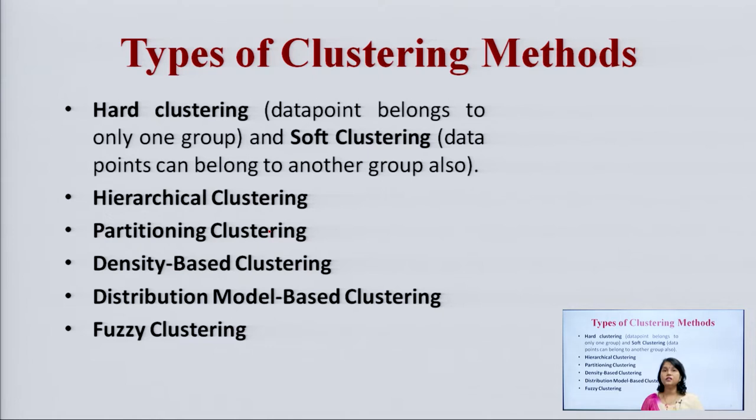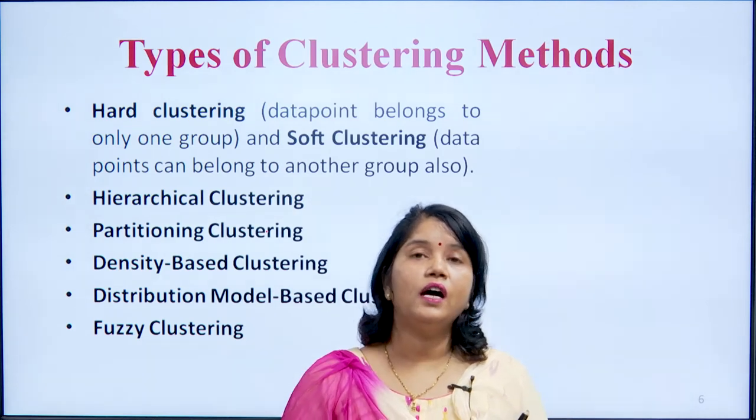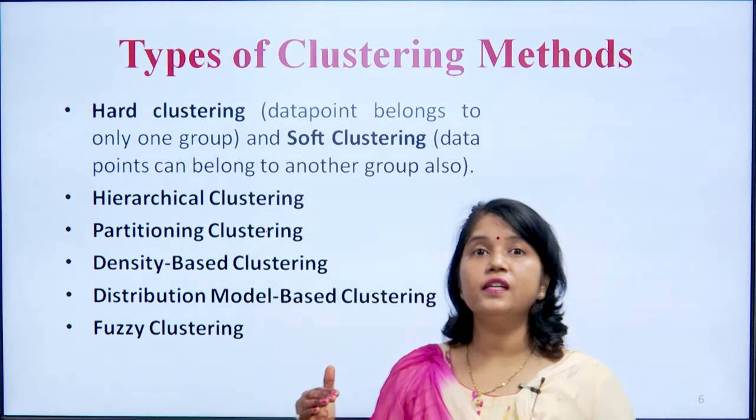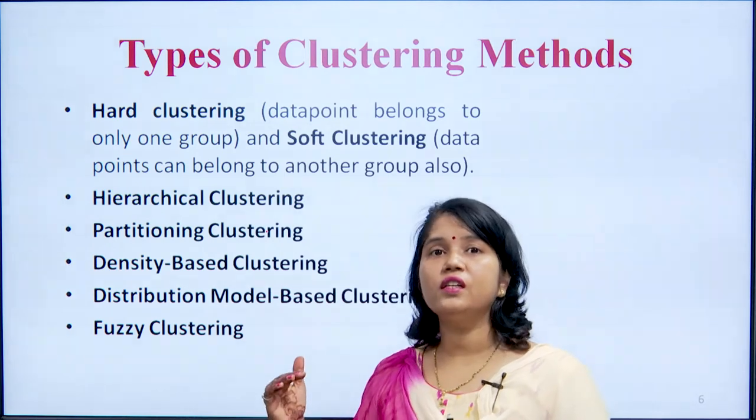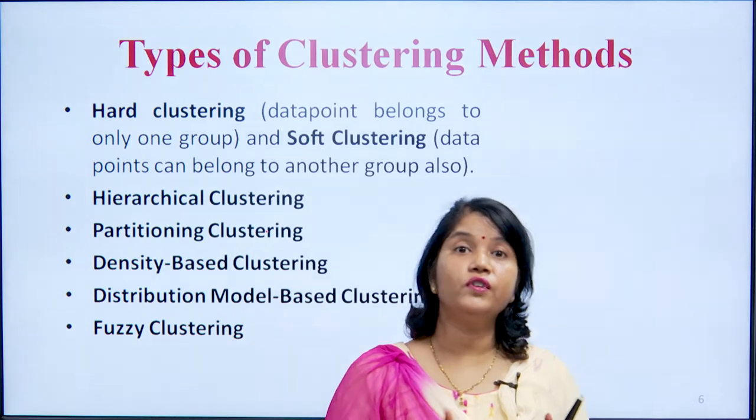So basically, a cluster is categorizing into several parts. You can say hard cluster and soft cluster. Hard cluster means data belongs to only one group, and soft cluster means a data point belongs to another group also. So there are hard clusters, soft clusters, hierarchical clustering, partitioning clustering, density-based clustering, distribution model-based clustering, and fuzzy clustering.